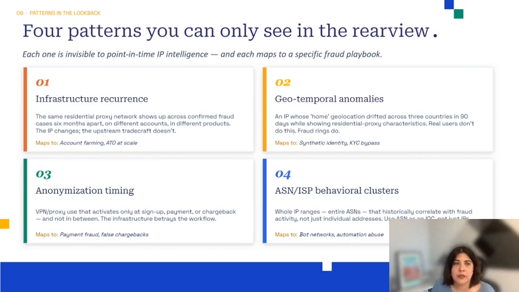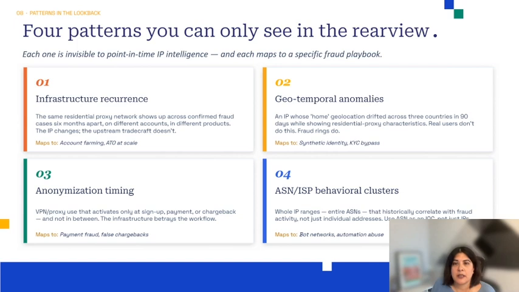So there's infrastructure recurrence. The IP rotates, the proxy provider doesn't. Same upstream tradecraft, different accounts, all 6 months apart. That's ATO, an account takeover at scale example. Geotemporal anomalies, geolocation drifting across 3 countries in 90 days while showing residential proxy characteristics. Real users don't move like that, but guess what? Fraud does. Fraud rings do.